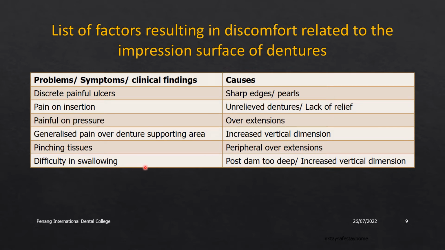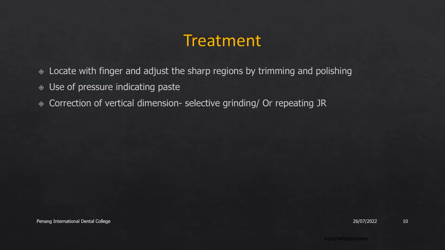Patient may have difficulty in swallowing. This may either be due to overextended posterior parietal seal, that is the post-dam area, and also seldom, difficulty in swallowing may also be due to the overextended lingual flanges in the retromylohyoid area. And sometimes it is also due to the increased vertical dimension. In increased vertical dimension, in that case, you may have to redo the denture to reduce the vertical dimension.